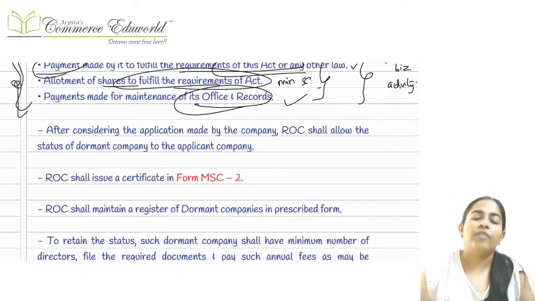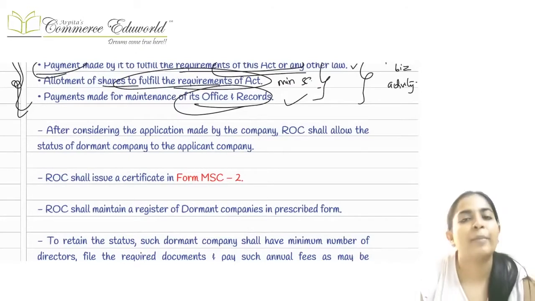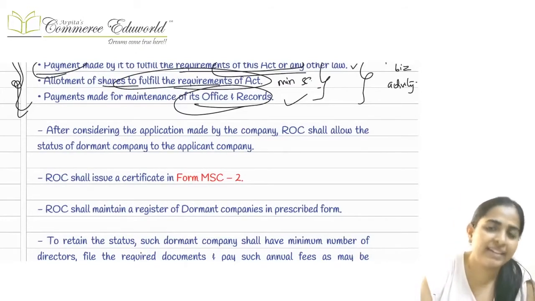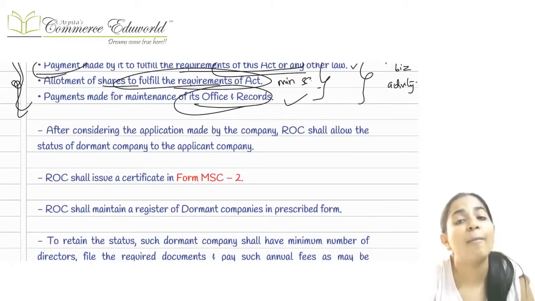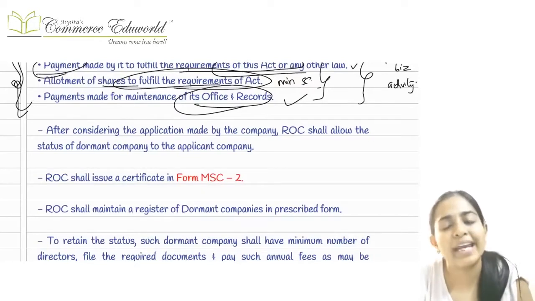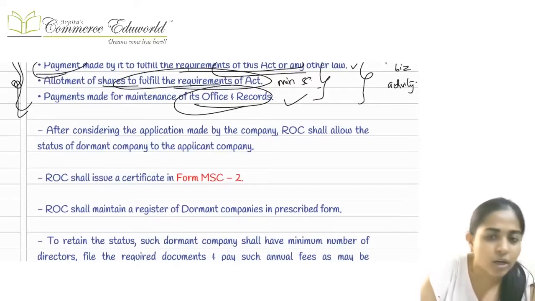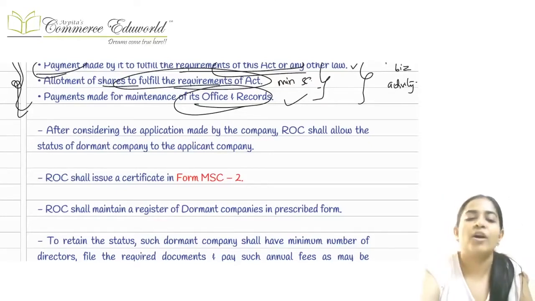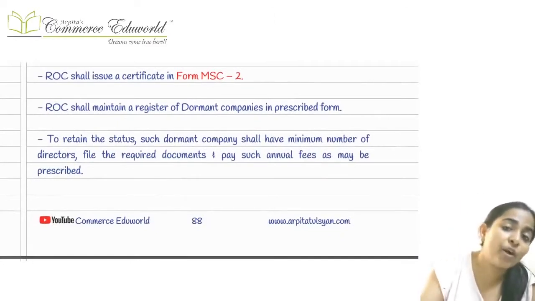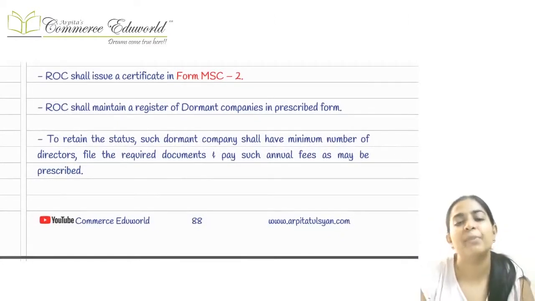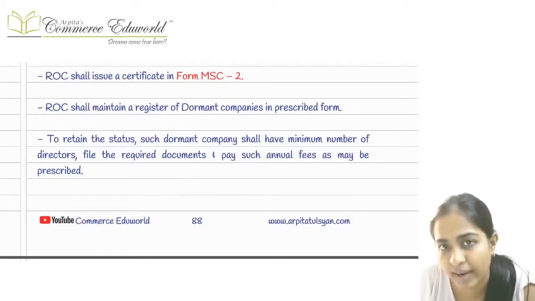Once the application reaches the ROC in form number MSC1, if the ROC is satisfied, it will grant you the status of a dormant company in a certificate in form number MSC2. Once you are treated as a dormant company, your name will be placed in the register of dormant companies.